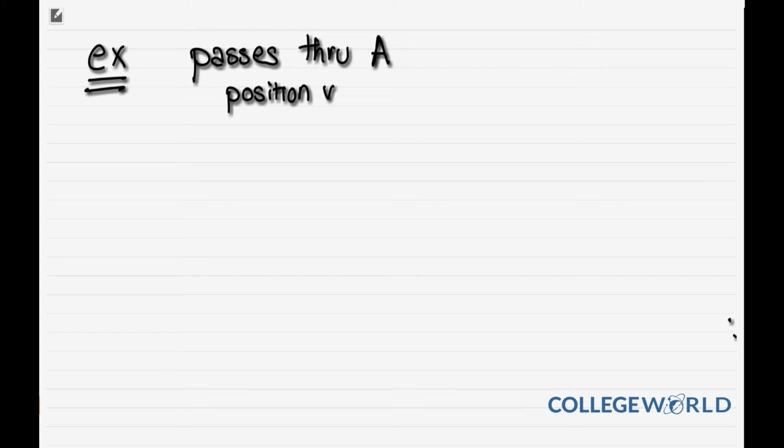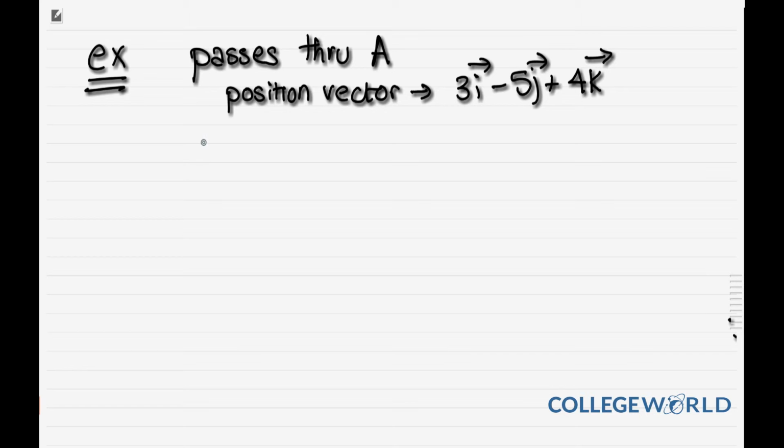Here we're asked to find a vector equation of the straight line which passes through point A, which has a position vector that is given as 3i minus 5j plus 4k. Again, when we have a k, we're talking about a 3D vector. It doesn't make any difference except that k. And it's given to us that the line is parallel to the vector 7i minus 3k.